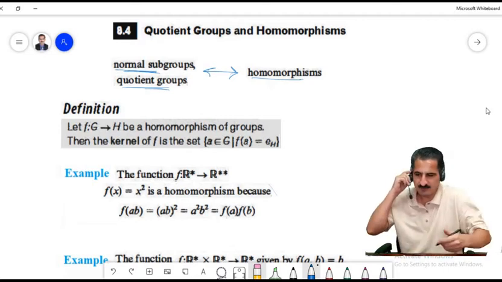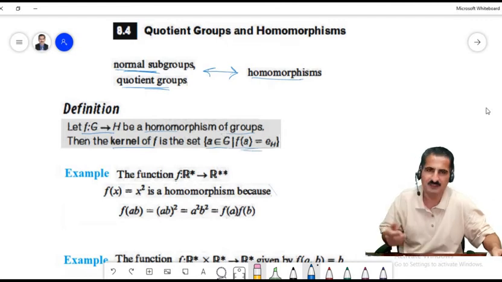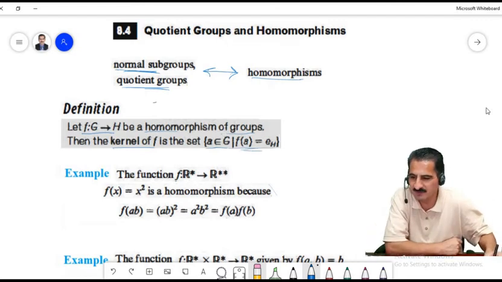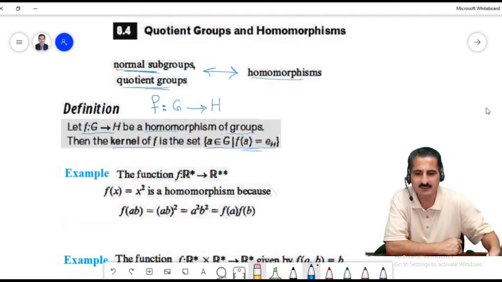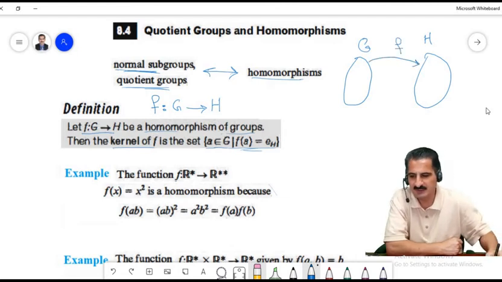So we start with the following definition. It says if f from G to H is a homomorphism of groups, then the kernel of f is the set of a belonging to G such that f of a equals the identity. Let me write that clearly. f is a group homomorphism that goes from the group G to another group H. Let me represent it here. This is the group G, and this is the group H, and f goes from G to H, and it is a group homomorphism.